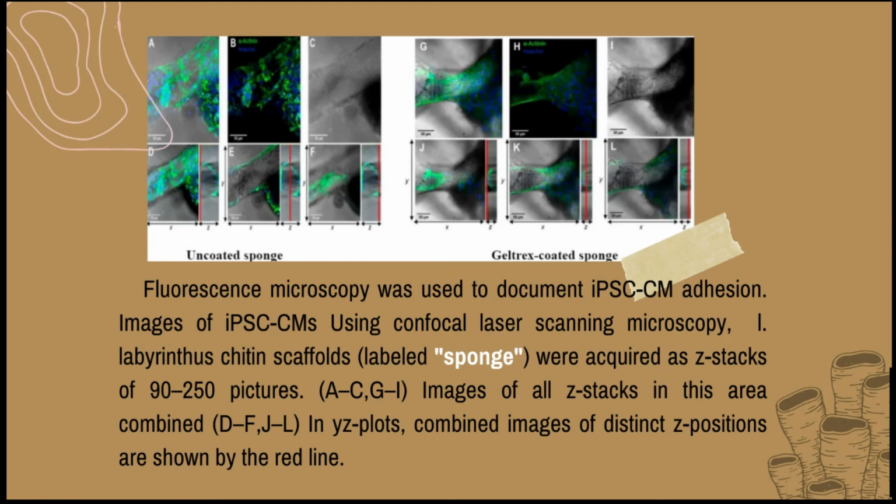Positive cells were found to be 4.7 ± 0.7% on the Geltrex-coated scaffolds and 7.1 ± 1.8% on pure uncoated scaffolds. In addition, the attachment of iPSC-CMs to the upper surface, side areas, and upper bottom of the chitin fibers is demonstrated by analysis of a particular region in a defined Z position indicated by red lines in the YZ projection.